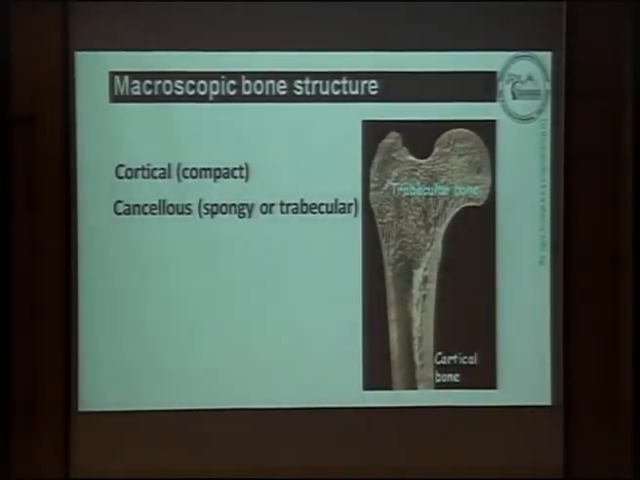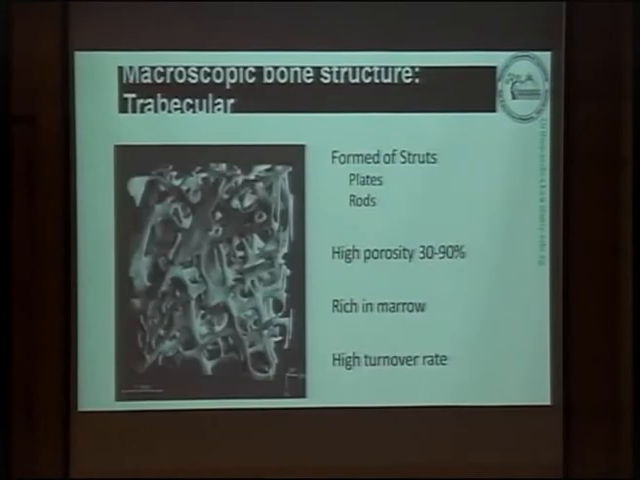So let's start with the gross anatomy, the macroscopic bone structures. We have two types of macroscopic bone structures if we look at it: the compact, or what we name the cortical bone, and the cancellous or the trabecular or the spongy bone. What's the difference between them?